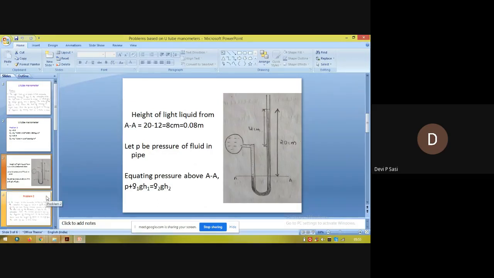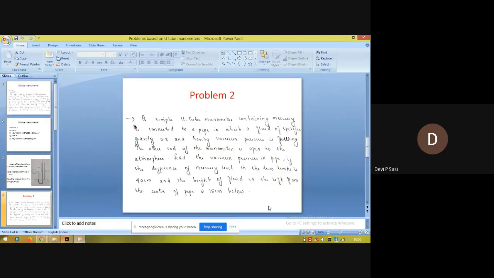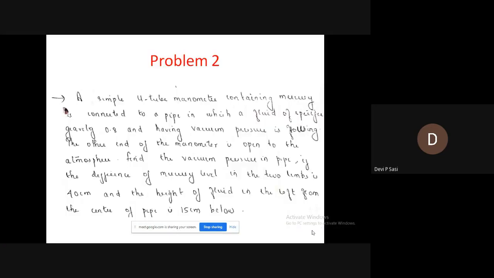Now, let's move to the second problem. Problem 2. A simple U-tube manometer containing mercury is connected to a pipe in which a fluid of specific gravity 0.8 and having vacuum pressure is flowing.